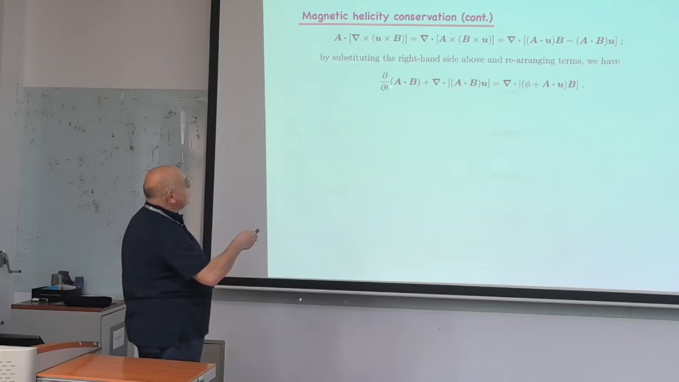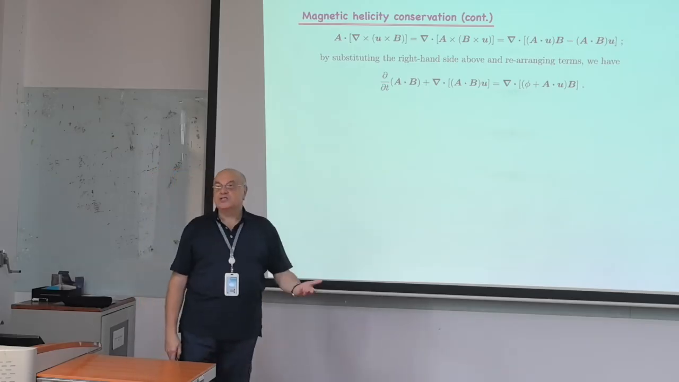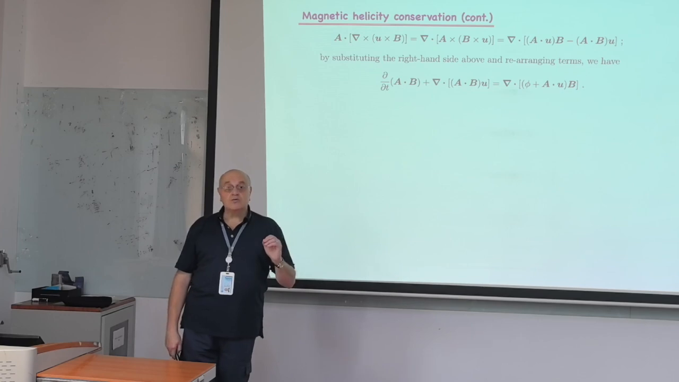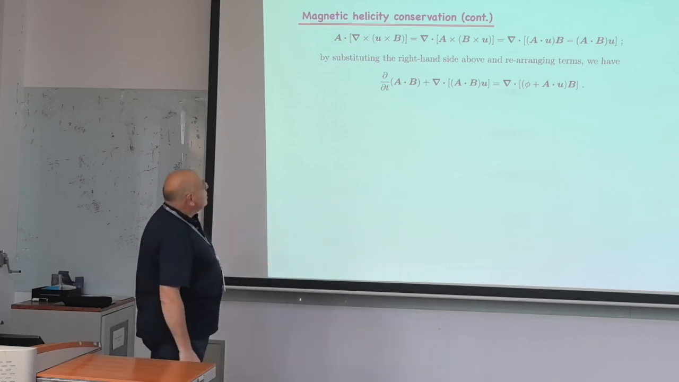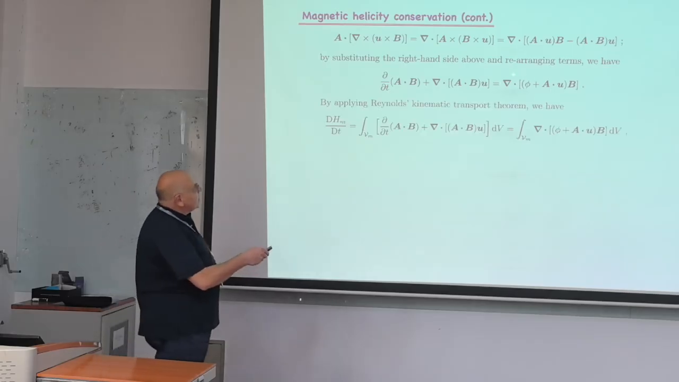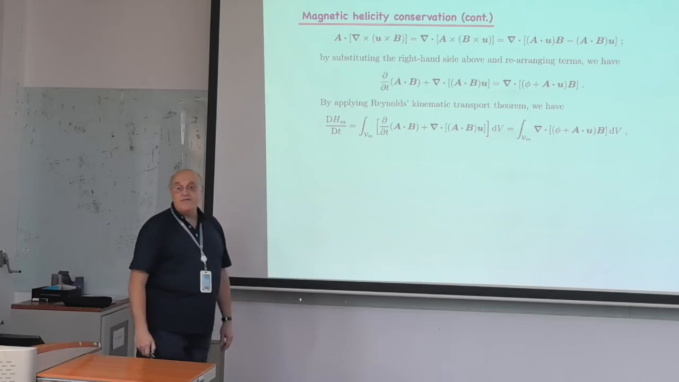So we go back to d/dt of A dot B. We take this part on the other side here, and we rewrite all this as a divergence term. So this is what we aim for, to have a divergence of something. Once we are there, we plug this term into the integrand of helicity. And so we have an integral in terms of a divergence.